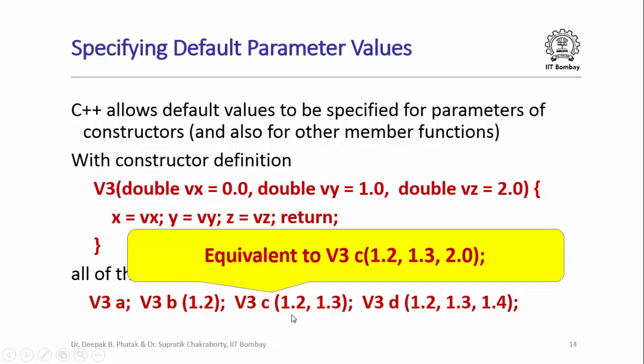In the third case, I have specified values of two parameters, so these two parameters will get their values directly, while the third parameter will get its default value 2.0. And in the final case, of course, I have specified the values of all three parameters, so all the three parameters will get their values directly from the parameters passed in this constructor invocation.